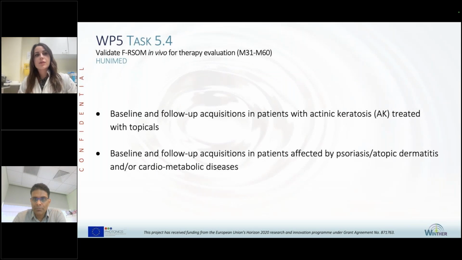The fourth task, task 5.4, is about the validation of RSOM in vivo for therapy evaluation. We decided to analyze the RSOM performance in two types of patients: those affected by actinic keratosis treated with topicals, and also patients affected by immune-related conditions like psoriasis and atopic dermatitis with or without cardiometabolic disease. So we took some images at baseline and after the beginning of the treatment in these two situations.